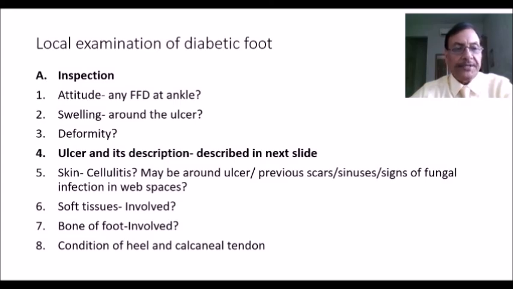Skin for cellulitis. Soft tissues, are they involved? Is it involving the bone of the foot? And lastly, condition of the heel and calcaneal tendon.